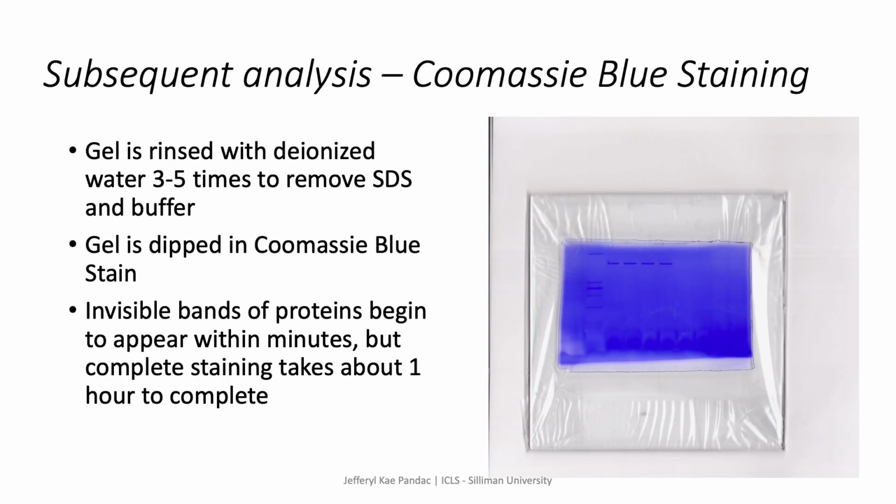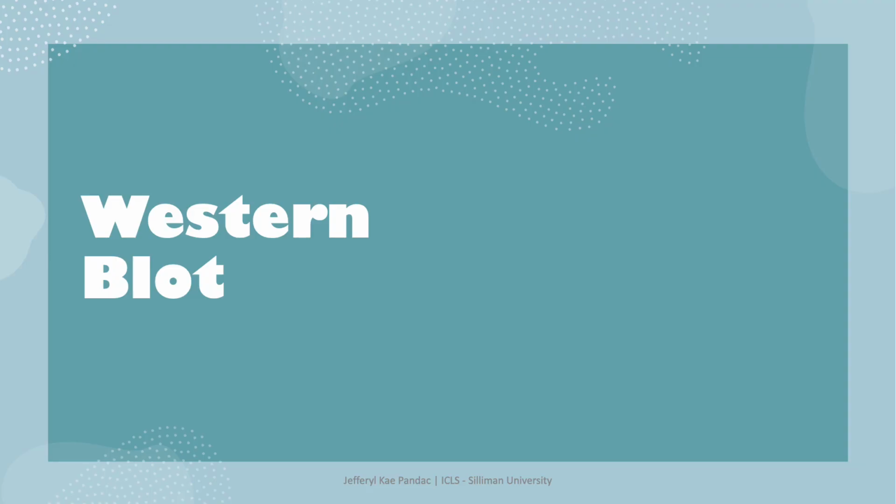After running the gel, we can proceed to the visualization of the separated protein fragments by Coomassie blue staining. In this procedure, the gel is rinsed with deionized water about 3 to 5 times to completely remove SDS and the buffer. The gel is then dipped in Coomassie blue stain on a shaking incubator at room temperature. The invisible bands of the proteins begin to appear within minutes of the staining, but it takes approximately 1 hour for complete staining. So now let us move on to the second technique in protein analysis, which is Western blot.